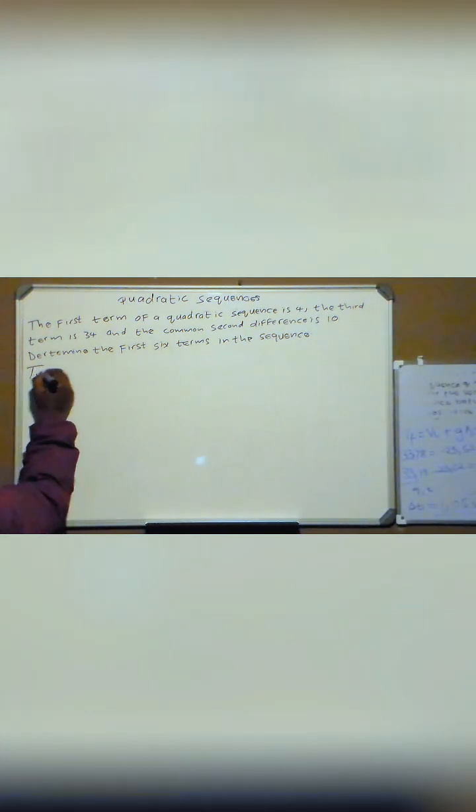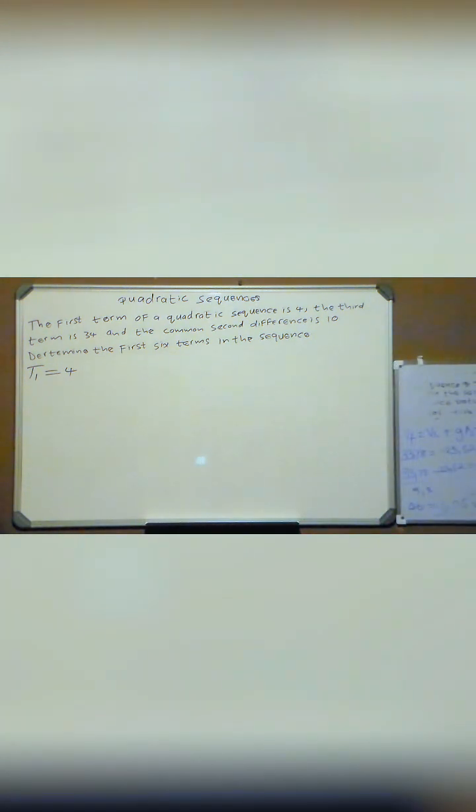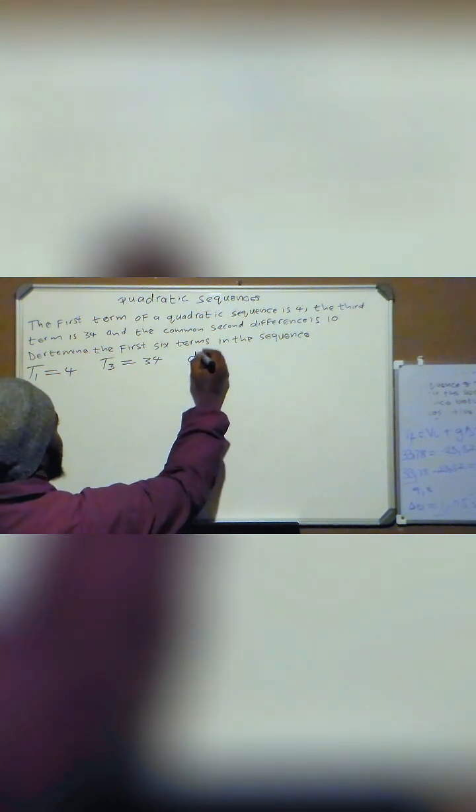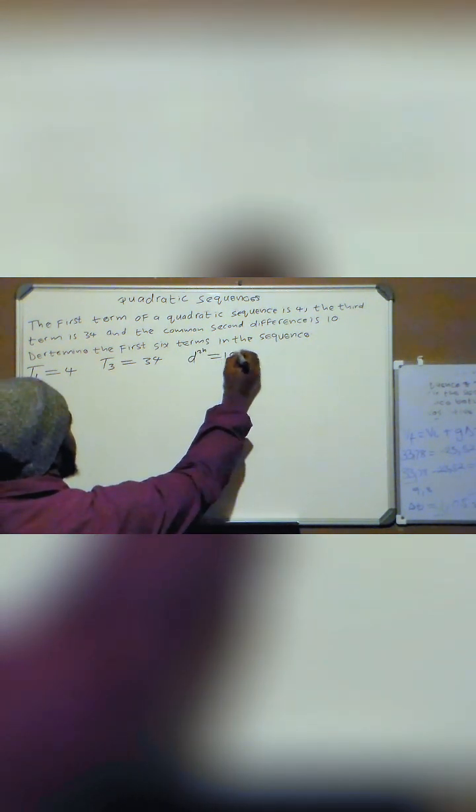The first term of a quadratic sequence is 4, so they're giving us term number 1, T1 equals 4. It continues and says the third term is 34, so T3 equals 34. And then it says the common second difference is 10.